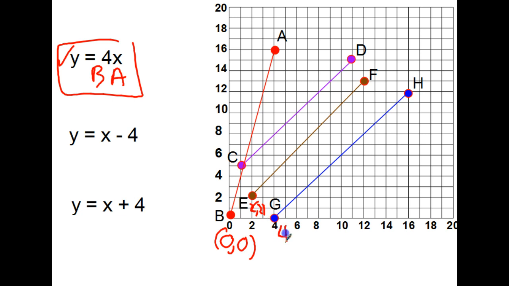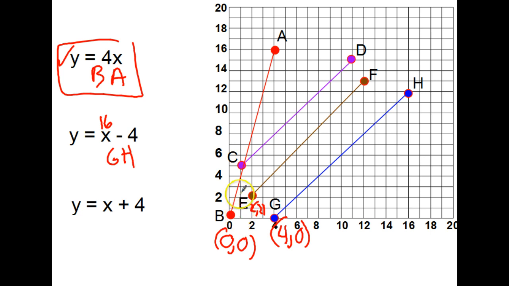Let's go to G. It's got a 0 in it, so it ought to be easy. 4, 0. If I put a 4 in, 4 minus 4 equals 0. Check. Go to the opposite end, and we're at 16, 12. If I put a 16 minus 4, that equals 12. So GH works there. And the only one we haven't checked yet is CD.